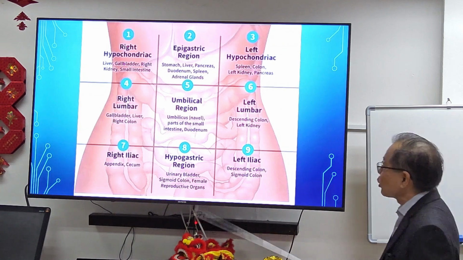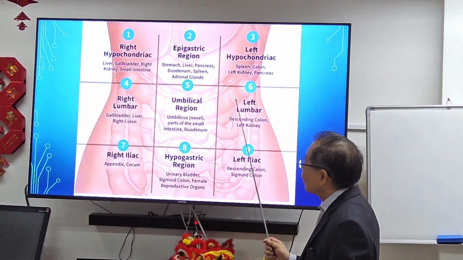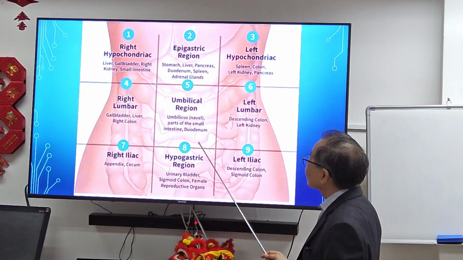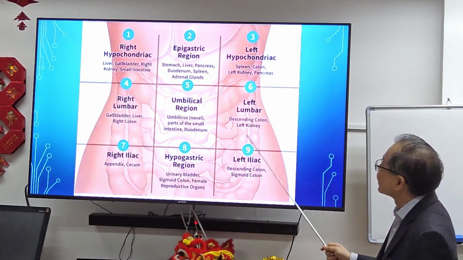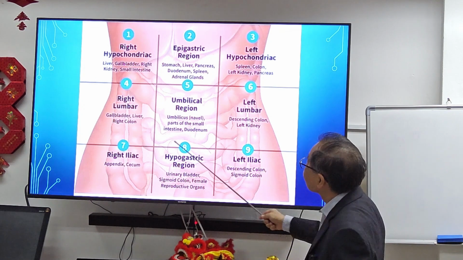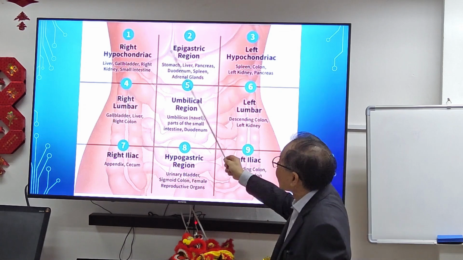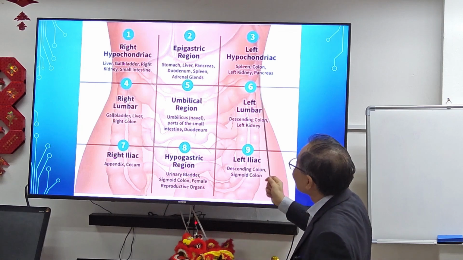So we're talking about epigastric pain now. For ease of description, medical science has divided the abdomen into 9 parts, right? The center part is the umbilicus, the upper part is the epigastric, and this is the part that normally corresponds to stomach, liver, pancreas, and so forth.